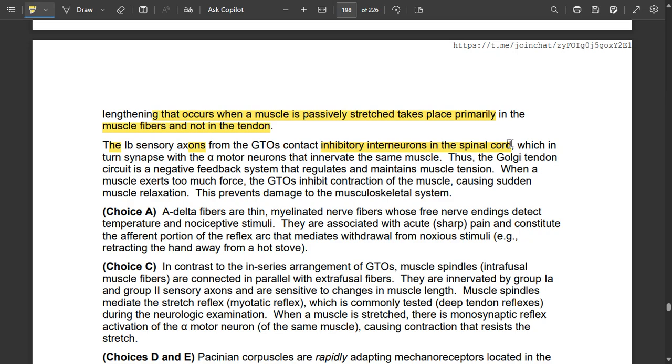When a muscle exerts too much force, the GTOs inhibit the contraction of the muscle, causing sudden muscle relaxation. This prevents damage to the musculoskeletal system. So, when a muscle is contracting against resistance, to prevent more contraction, the Golgi organ acts through the inhibitory interneurons onto the alpha motor neurons, thereby decreasing the contraction of the muscles.